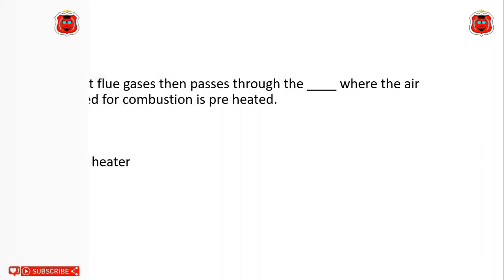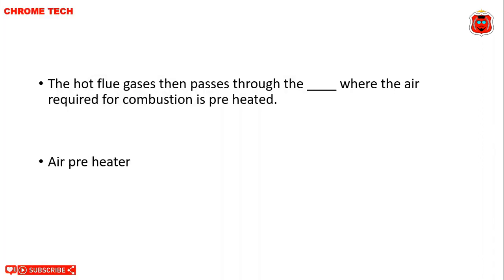Second question. The hot flue gases then pass through the ____ where the air required for combustion is preheated. Air preheater is the correct answer.